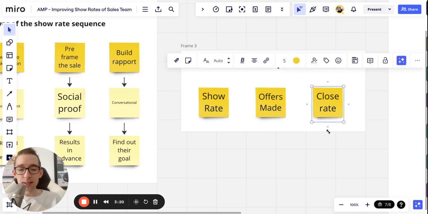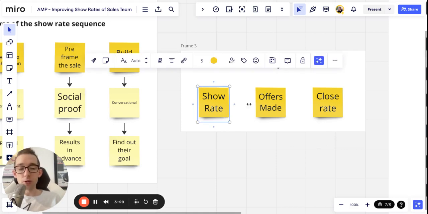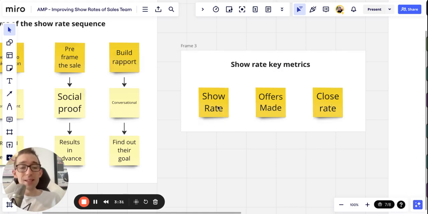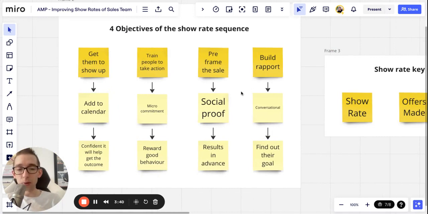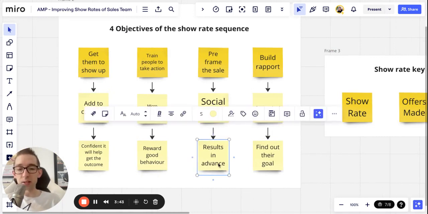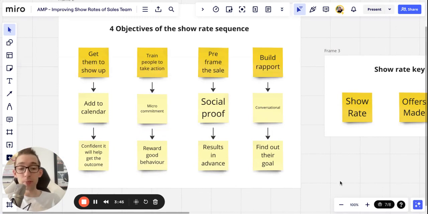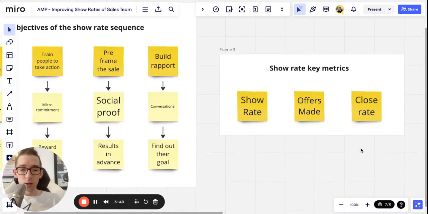And then the third one is the close rate, right? So you made the offer. How many of those then turned into buyers? And as much as the show rate is a crucial metric, so is the close rate. Because these all intertwine with each other. If you are closing at a higher rate because you built more rapport before the call, because you created more social proof, because you've gotten results in advance, right? Because you created more micro commitments, because you made sure they actually turned up for the call, then your close rate is going to go up. If your close rate goes up, you make more money, you get more profitable, you can scale the business faster. All those things are going to help move things forward.